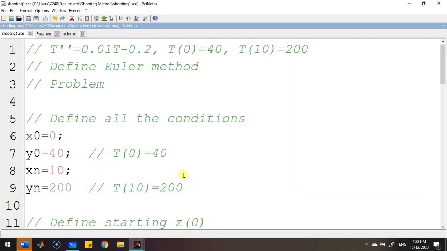Okay, class, that is about the linear shooting method. The idea is to reduce the boundary value problem to a system of ODEs and then find the initial guess to obtain the solution.